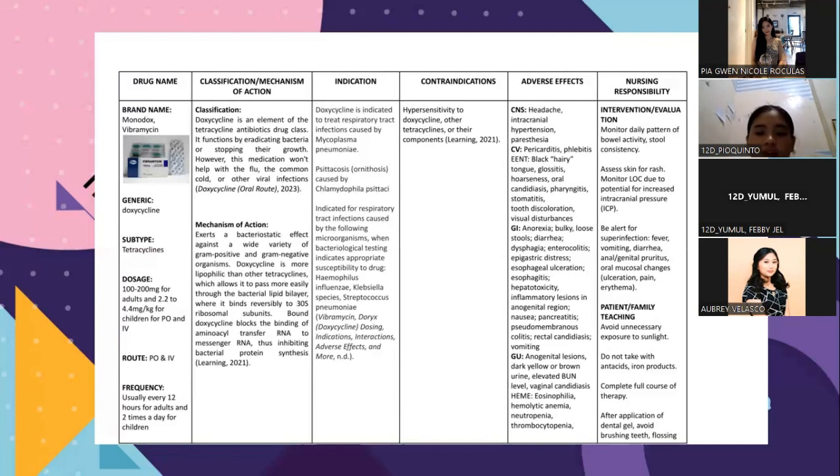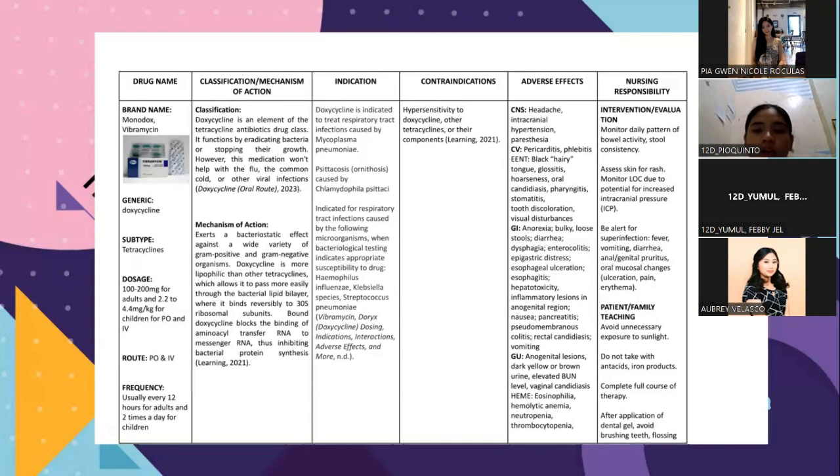of action, doxycycline exerts its action by being bacteriostatic, which means it inhibits the growth of bacteria without necessarily killing them. It does this by binding to a specific part of the bacterial ribosome. This binding prevents the attachment of transfer RNA to messenger RNA, which is an essential step in bacterial protein synthesis. So in simple terms, doxycycline interferes with the bacteria's ability to make proteins, which they need to grow and reproduce.